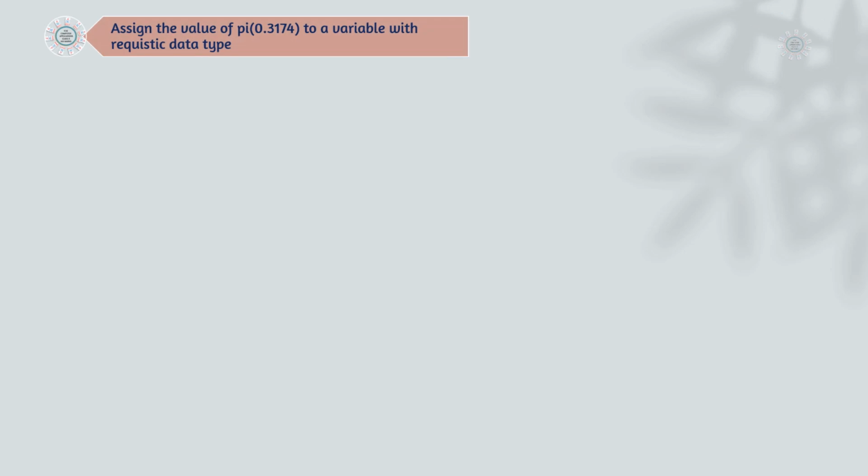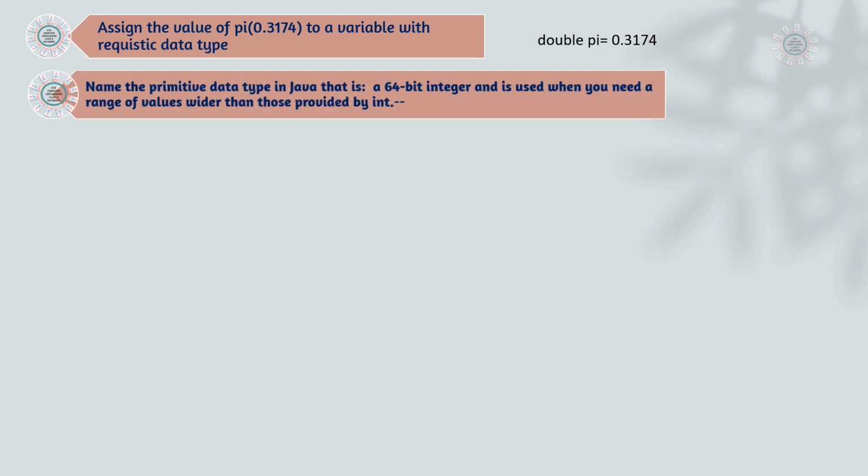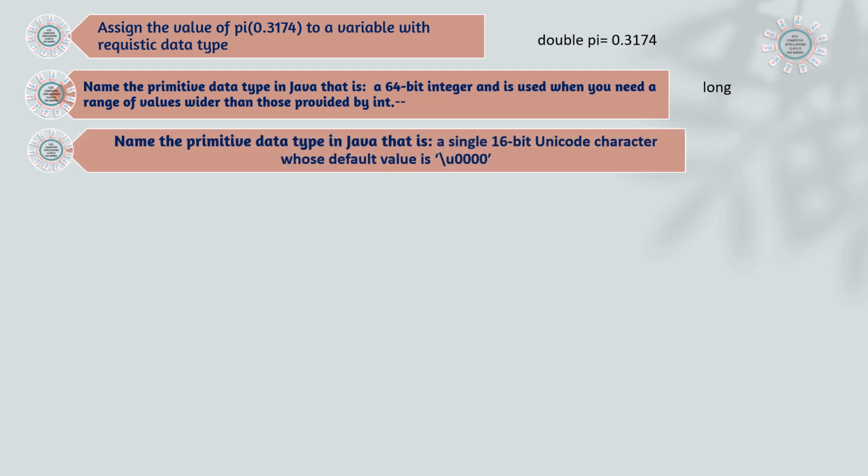And some more questions we can see. This, as I told you, assign the value of pi. So we have to assign it in double data type, not in float data type. And name the primitive data type that has a 64-bit integer. So take care of that line. It is not saying 64-bit decimal number. 64-bit integer means it is long. 64-bit decimal means it will be double when you need to store the value rather than the range.